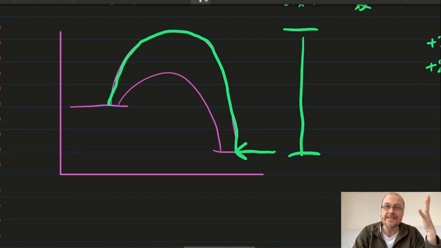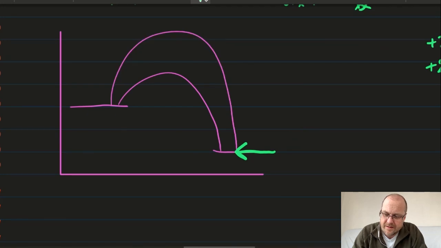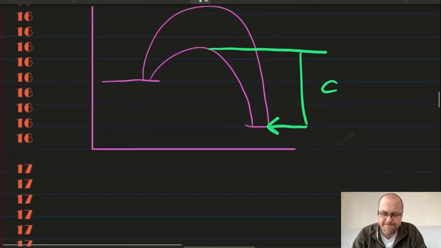With a catalyst. Damn it. So, with a catalyst is the lower energy one. Of course. So it's going to be this height. C. Darn it.